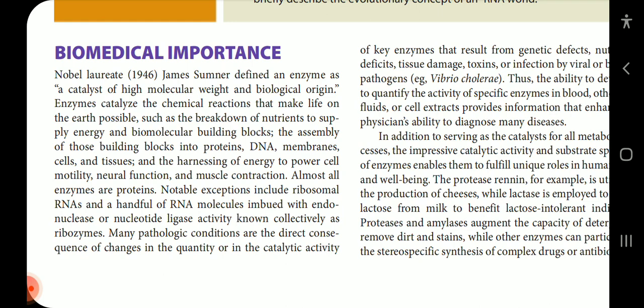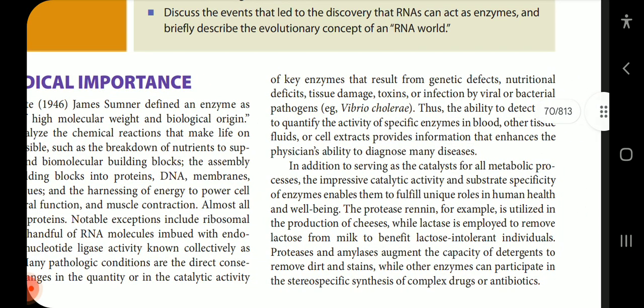Almost all enzymes are proteins. Notable exceptions include ribosomal RNAs and a handful of RNA molecules imbued with endonuclease and/or nucleotide ligase activity, known collectively as ribozymes. Many pathologic conditions are the direct consequence of changes in the quantity or in the catalytic activity of key enzymes that result from genetic defects, nutritional deficits, tissue damage, toxins, or infection by viral or bacterial pathogens, for example Vibrio cholerae. Thus, the ability to detect and to quantify the activity of specific enzymes in blood, other tissues, fluids, or cell extracts provides information that enhances the physician's ability to diagnose many diseases.